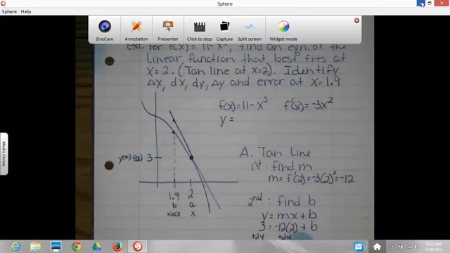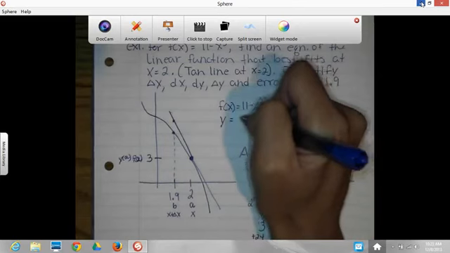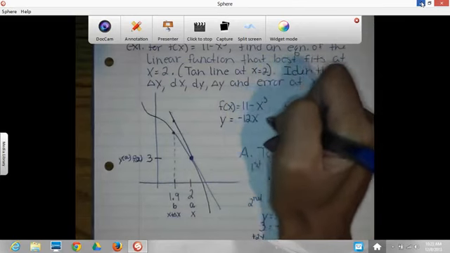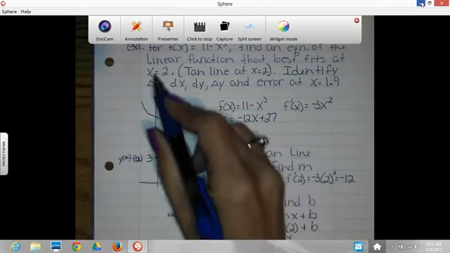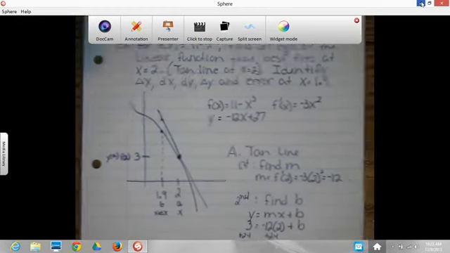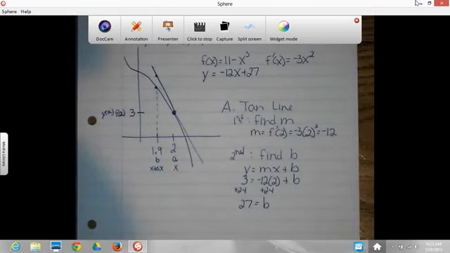Equals 27. So the equation of my tangent line is negative 12x plus 27. And 27 makes sense for my problem since I know it's going to cross way up there. Oops, sorry. 27. You should have been able to do that without seeing that.